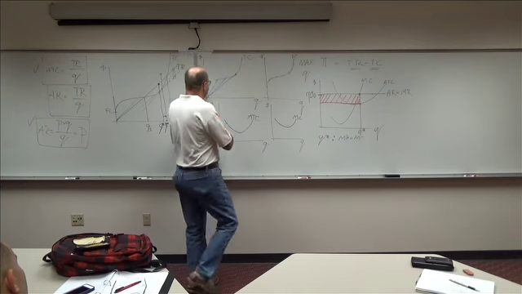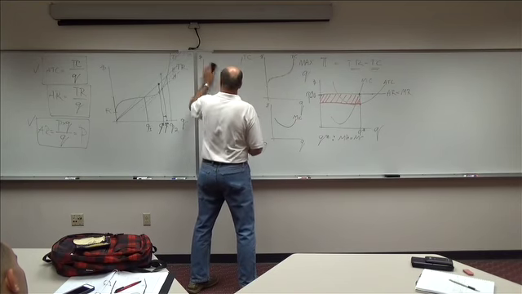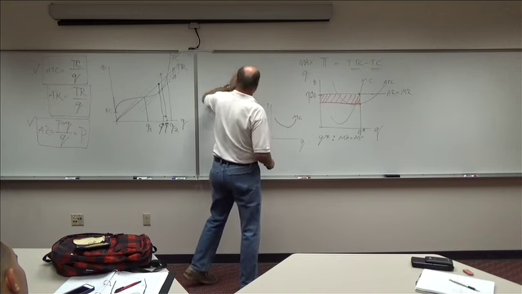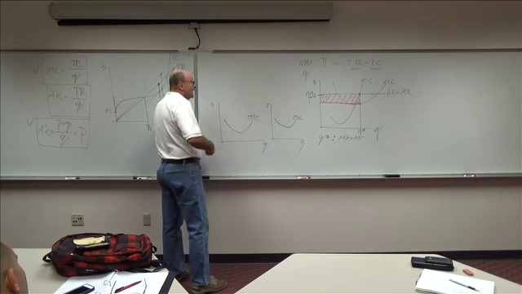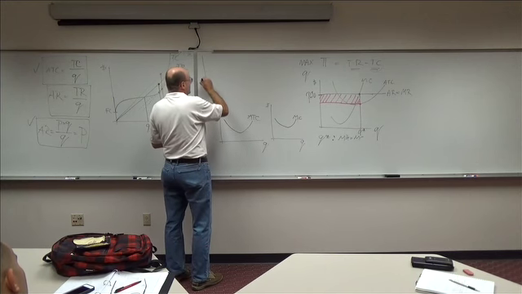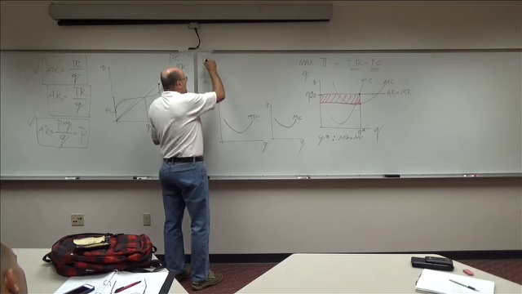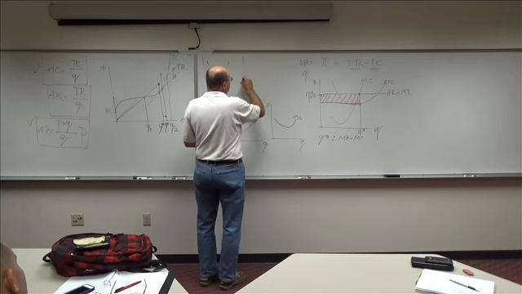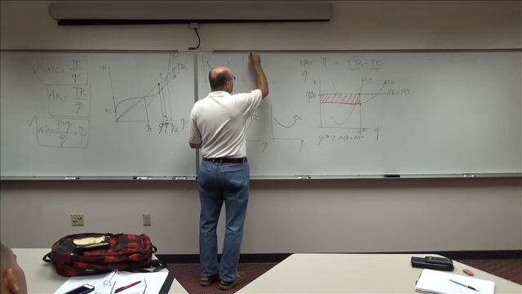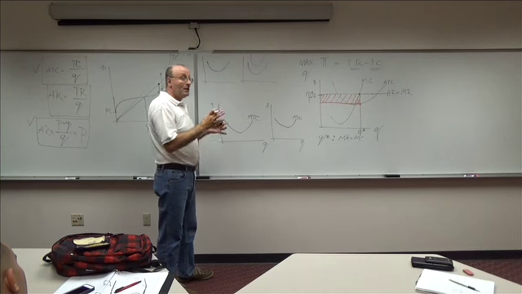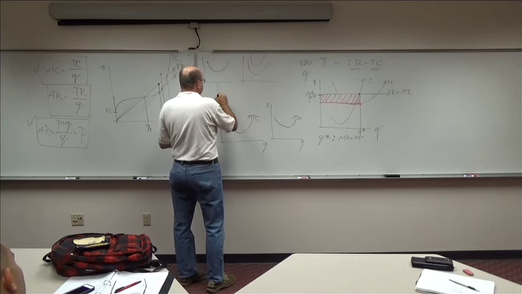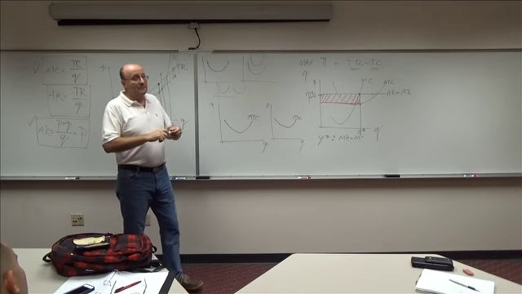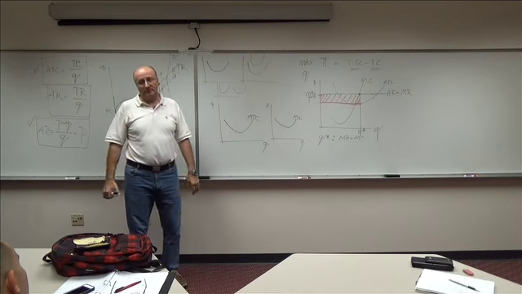Let me erase this top and bounce some ideas against you guys. You have two U-shaped functions. You put them in one graph. Maybe they are one and the same. Maybe they sit on top of each other. Maybe they stand next to each other. Maybe they intersect each other in some way.